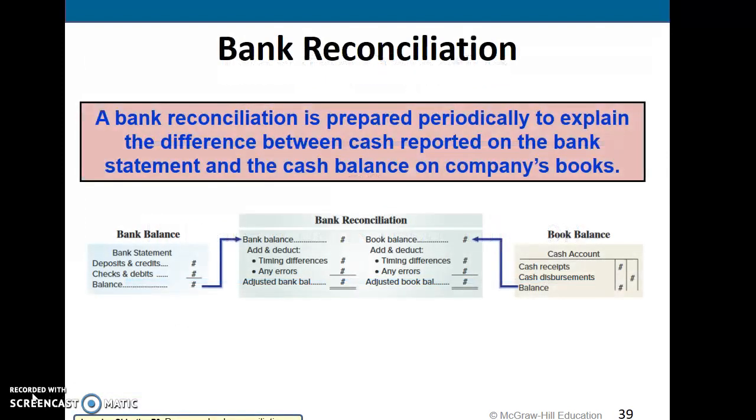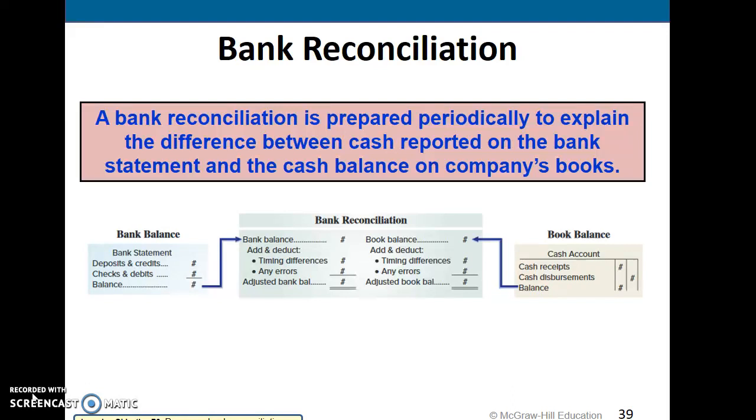Now we're getting into bank reconciliations. With bank reconciliation, it's prepared periodically to explain the difference between cash reported on the bank statement and the cash balance on the company's books. So the bank is going to have a balance, the books are going to have a balance. What we need to do is reconcile so we can have the same balance on the books that's in the bank. And as you can see from this particular slide, when we're talking about the bank balance, the bank statements, your deposits and your credits, your checks and debits, then you're going to have a balance.